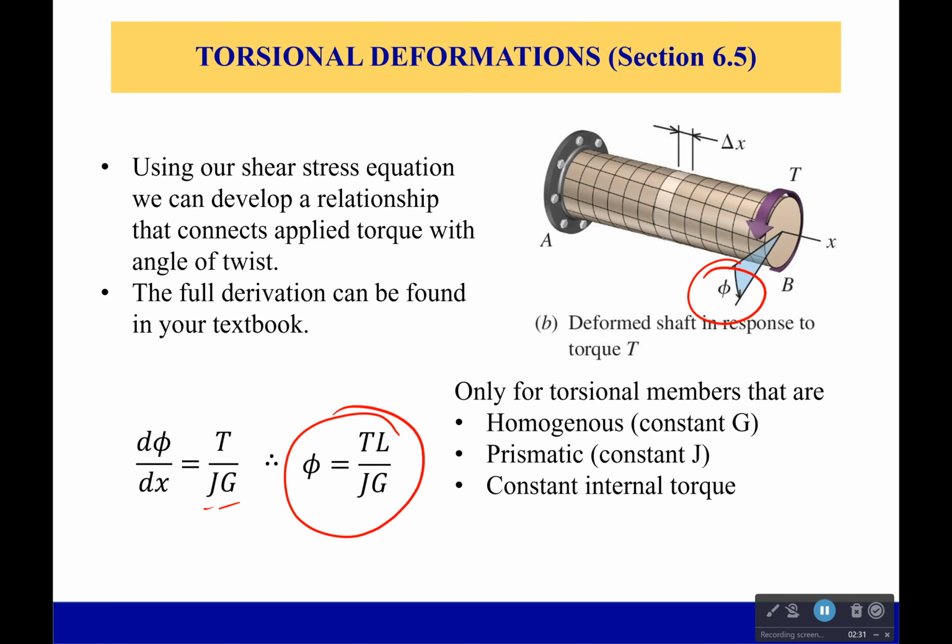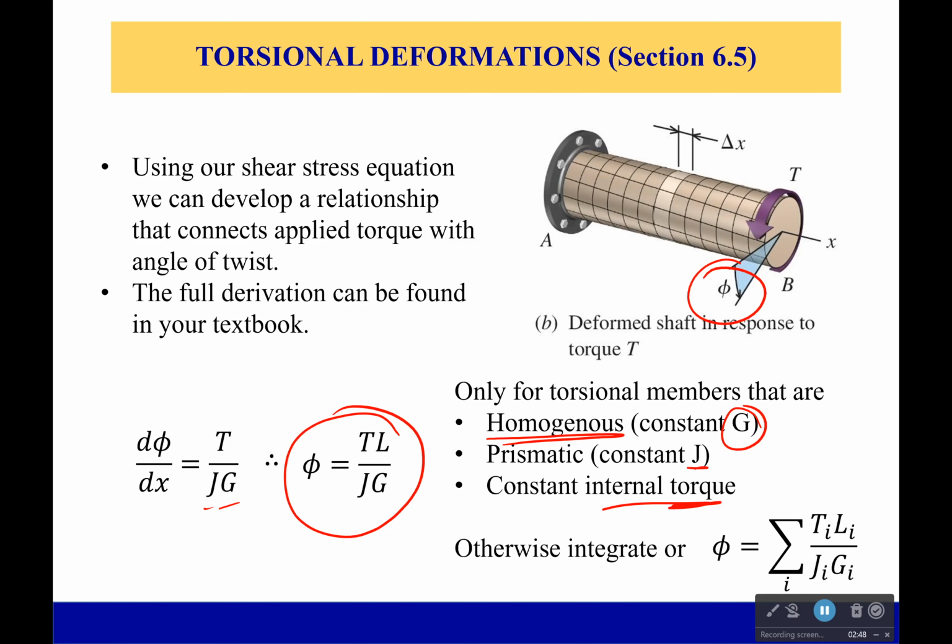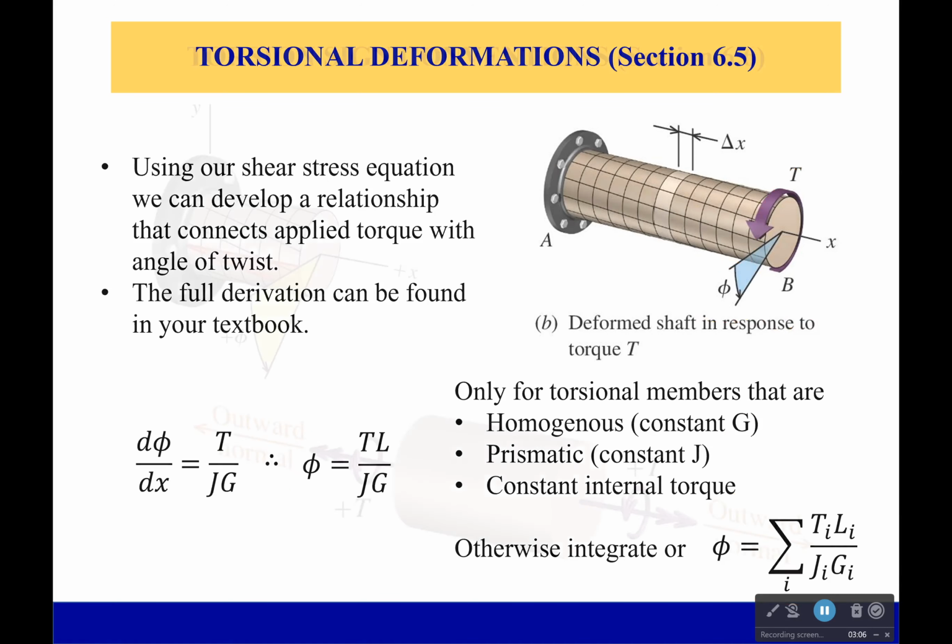However, this is only for torsional members that are homogeneous. It means they've got a constant shear modulus, and they're prismatic, which means a constant polar moment of inertia or constant radius, and a constant internal torque. Otherwise, we're going to have to integrate, or we're going to have to do this if we have multiple sections. We might have several sections all attached to one another, and that's okay. You can still solve that using this torque twist equation. But once again, if you don't know where this comes from, please check your book for a full derivation. I just don't want to do all the steps here.